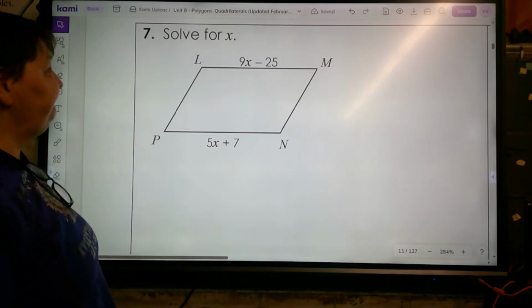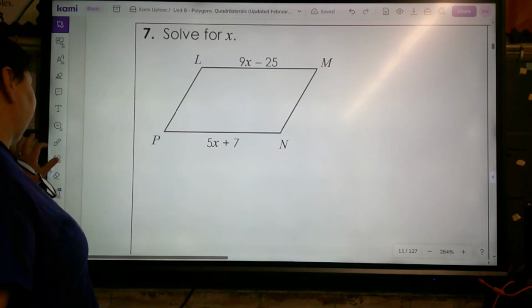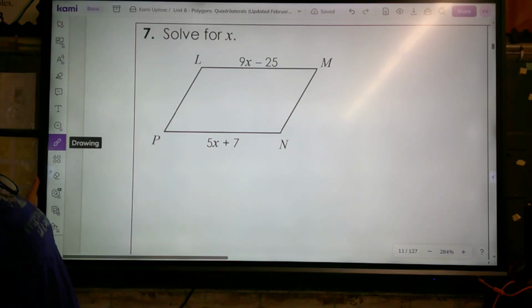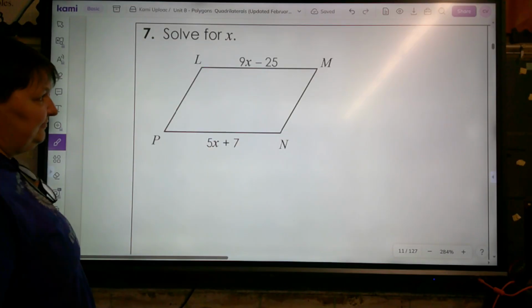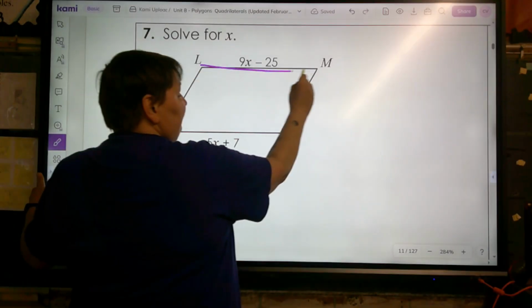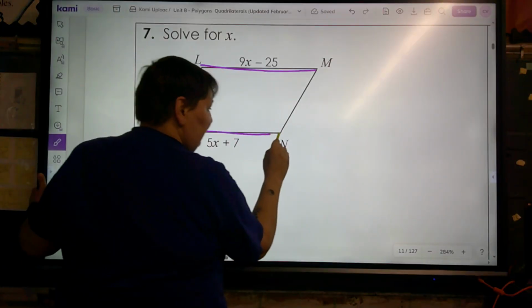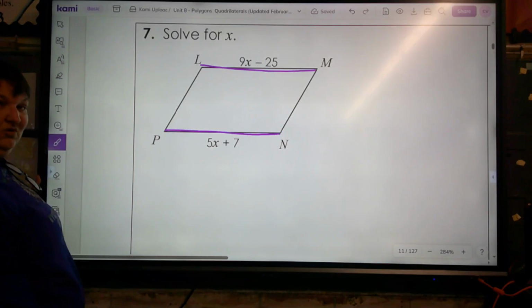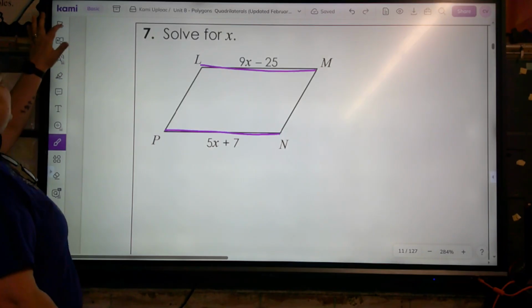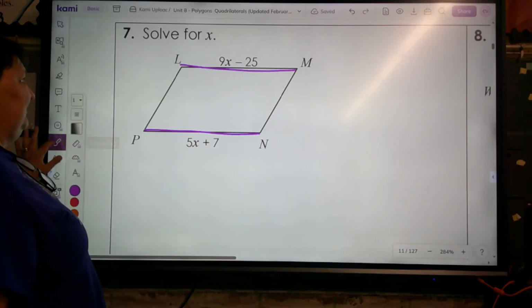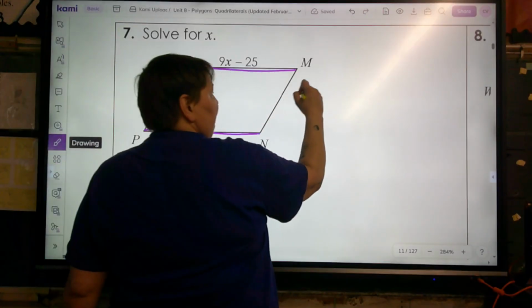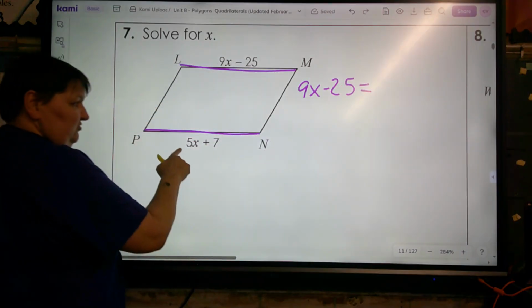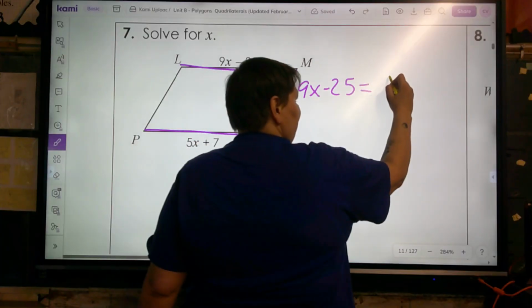Alright, video 3. This one says solve for x. So all we have to do is think about what we know about parallelograms. And we do know that this is congruent with this, meaning equal. So we can use that to solve for x. So 9x minus 25 is equal to 5x plus 7.